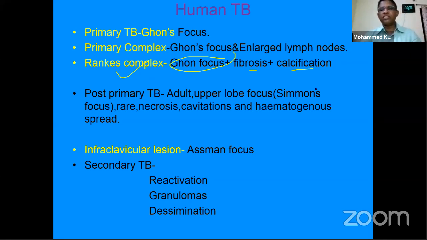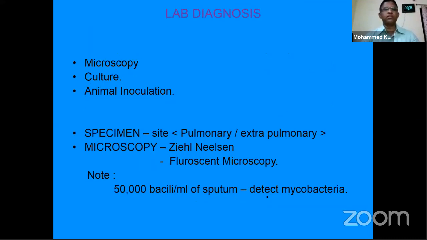Fine. Then you also have words used like Simon's complex, which is nothing but post-primary TB. People who have had a TB, but again have a reinfection, especially this occurs in adults. And the upper lobe is mostly involved because the upper lobe is more aerated, as oxygen comes to the top. Then you have the infraclavicular localized lesion, which is called Assmann's focus. What happens in secondary TB? The patient might land up with reactivation, granulomas, or it might disseminate to the other organs.